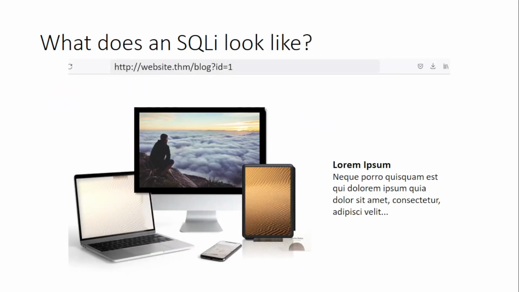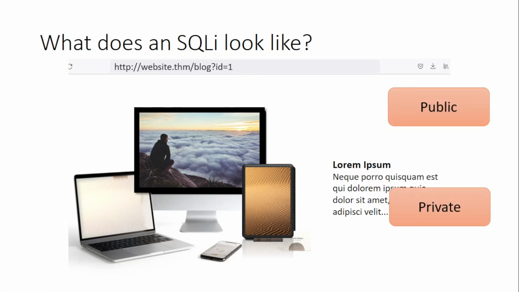So for example, what does it look like? Let's take this scenario where we've come across an online blog and each blog entry has a unique ID number. The blog entries may be either set to public or private, depending on whether they are ready for public release or not. The URL for each blog entry may look something like this.